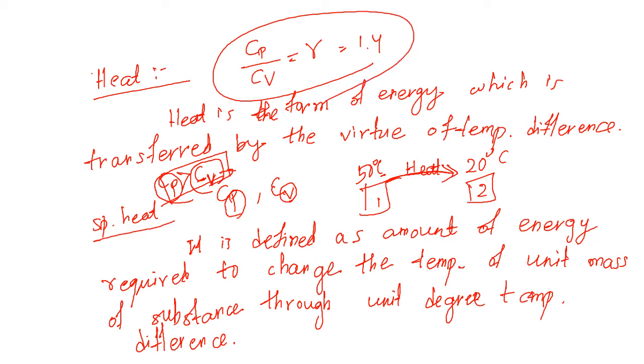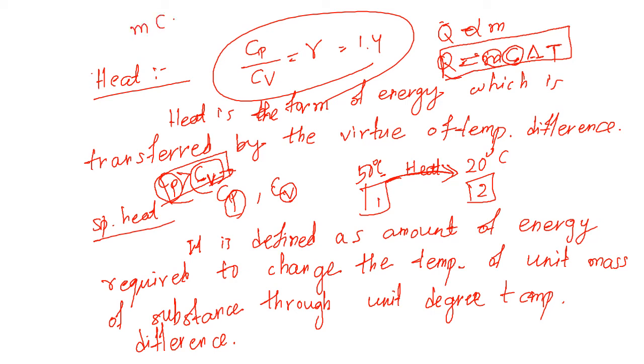How do you relate Q? Q is directly proportional to mass. You can tell Q equal to M, because Q equal to M C delta T: mass into specific heat into change in temperature. You remember this equation, Q equal to M C delta T.